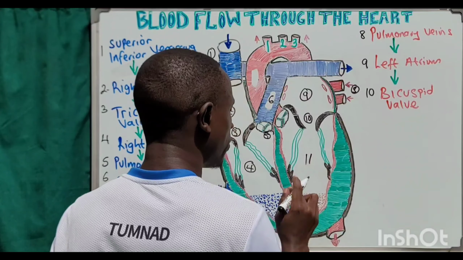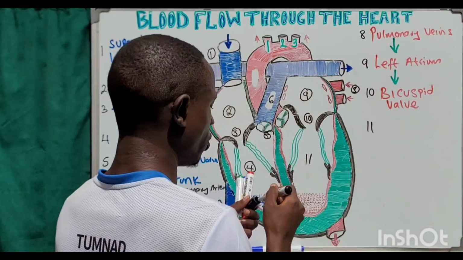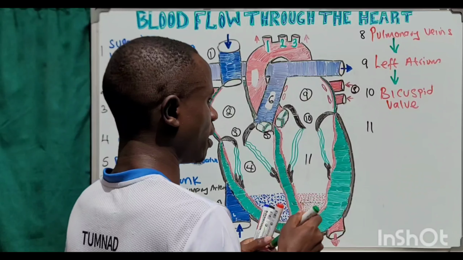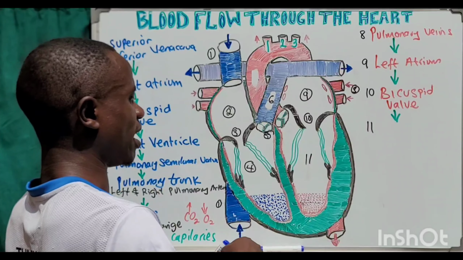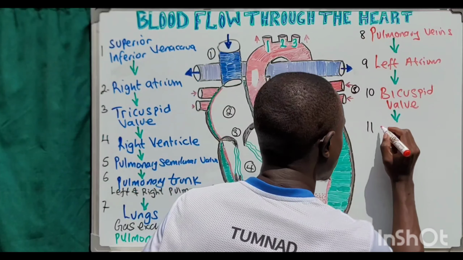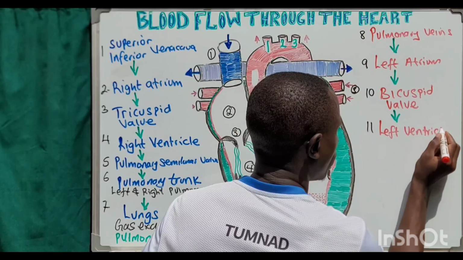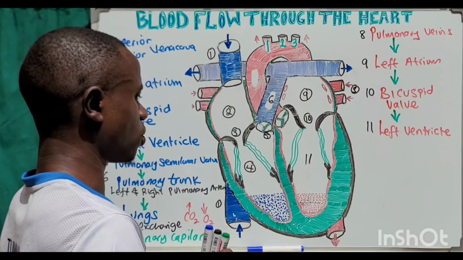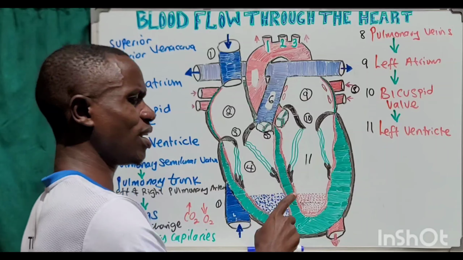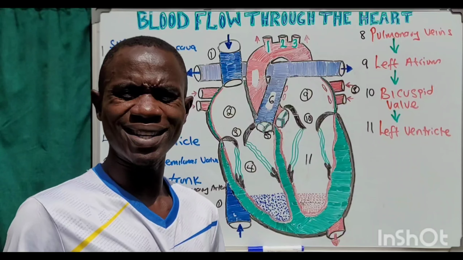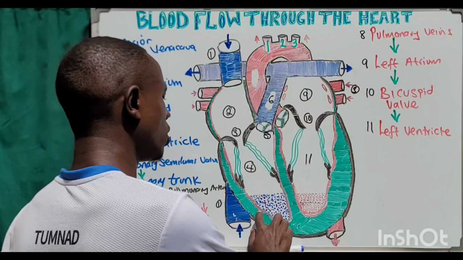So this gives us step number 11. Our step number 11 is this chamber. You know how this chamber is called? This chamber here is what we call the left ventricle. Now, when you look at the muscular layer of the left ventricle and the right ventricle, realize they are very different in the thickness of the myocardium. This one is very thick and this one is very thin.